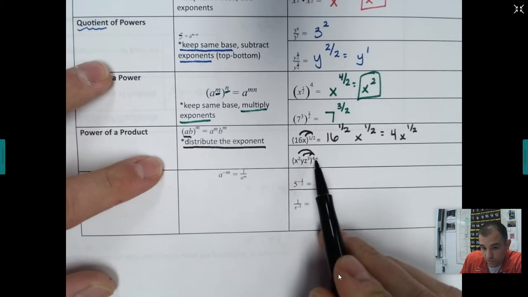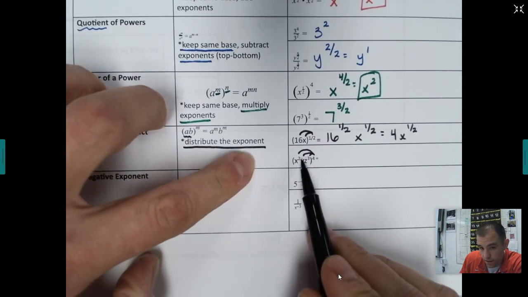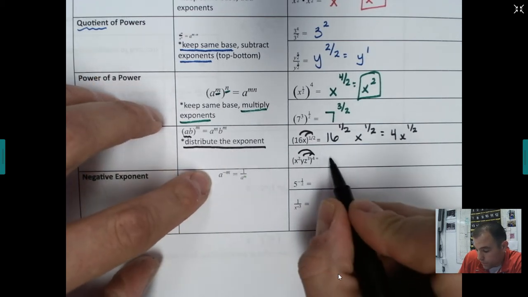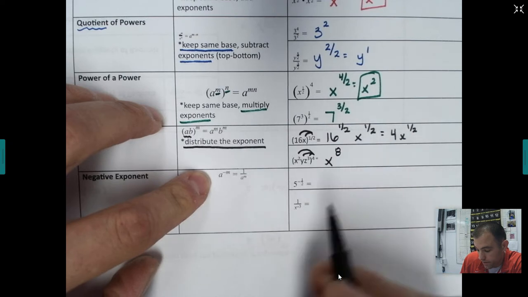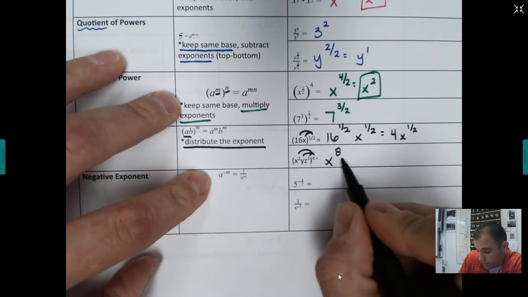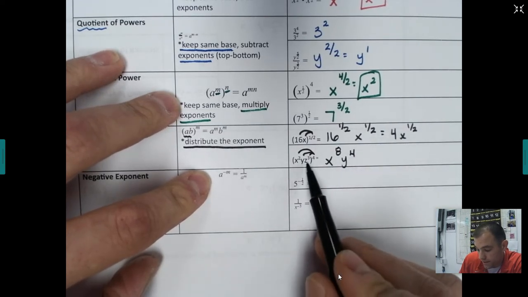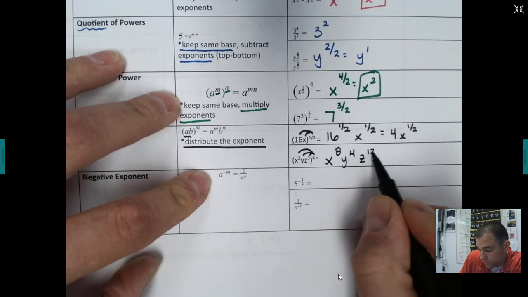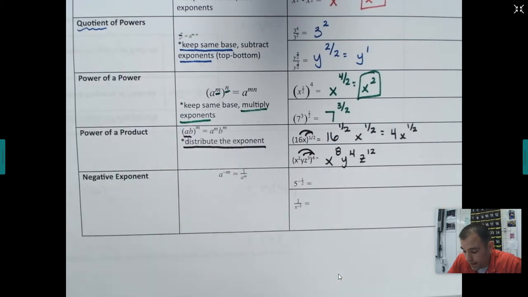x squared to the fourth. Now notice there's one inside and one outside, right? There's a 2 and a 4. So I'm going to multiply those, and I get x to the 8th. Y doesn't have an exponent written, right? So it's just a 1. 1 times 4 is 4. And then z to the third to the fourth, 3 times 4 gives us 12. X to the 8th, y to the 4th, z to the 12th. Okay? X to the 8th, y to the 4th, z to the 12th.